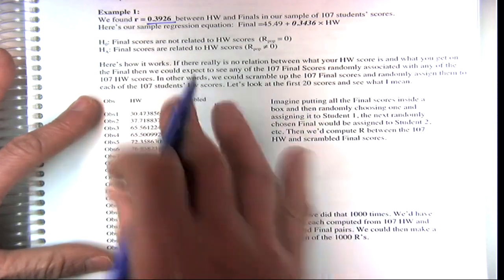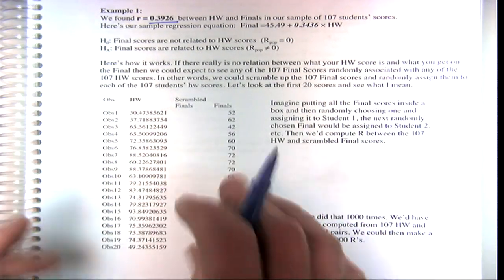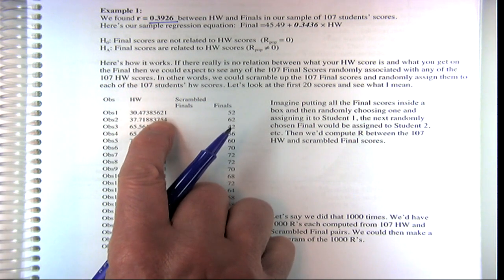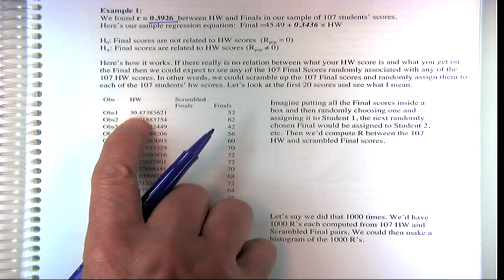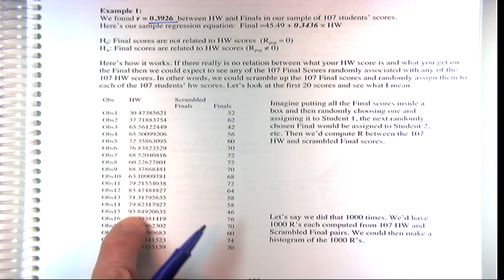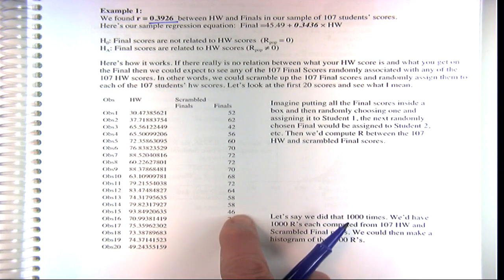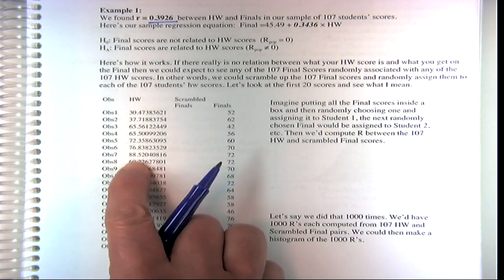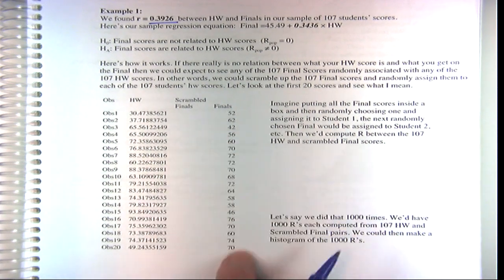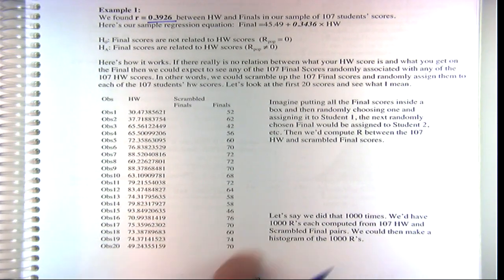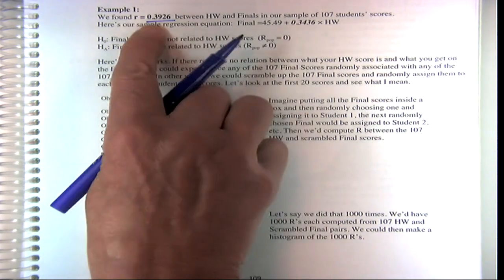Let's just look at the first 20 of them. So these are what they actually got. Student 1, observation 1, didn't do very well: 30.47 on the homework and a 52 on the final. Oh, there's a terrible one, look at this: 93 on the homework, but got a 46 on the final. Boy, these are real scores too. Here's an 88 on the homework, 72 on the final. They didn't do that well on the final in general. But still. Okay, so this is the actual data, and this is where we got that correlation from.